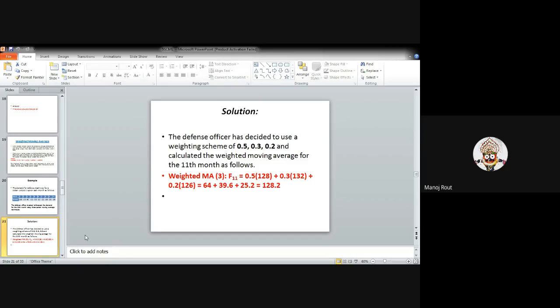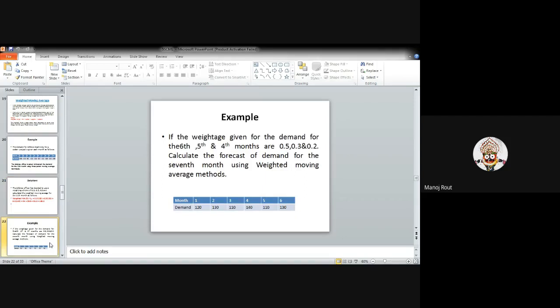So moving to the next example. Just note down this example. If the weights given for the demand of the 6th, 5th and 4th months are 0.5, 0.3 and 0.2, calculate the forecast of demand for the 7th month using weighted moving average. Try to calculate this one.